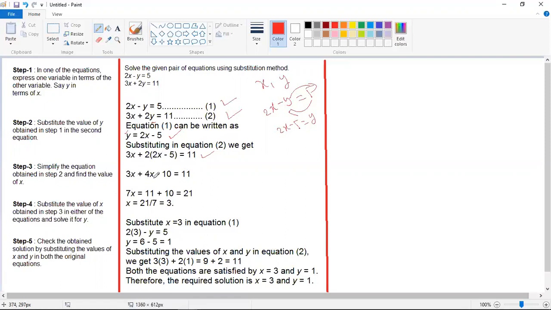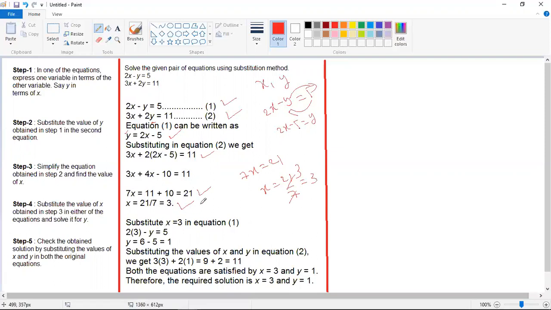3x plus 4x is 7x. Here we have minus 10, right? Send this minus 10 to the RHS, it becomes 10 plus 11, 21. Now finally we get 7x is equal to 21. So x is equal to 21 by 7. 7 ones are 7, 7 threes are 21. So we got the x value. The x value is 3, right?